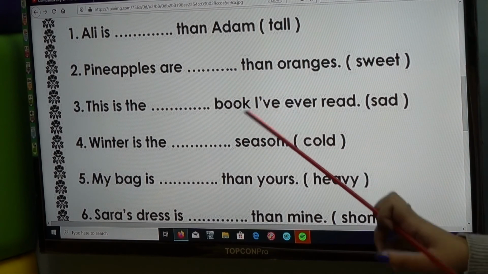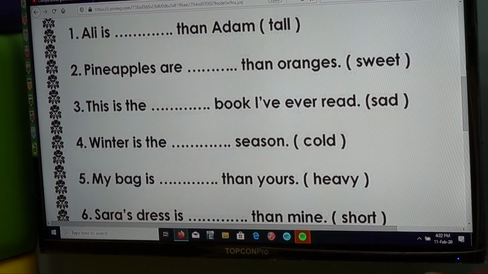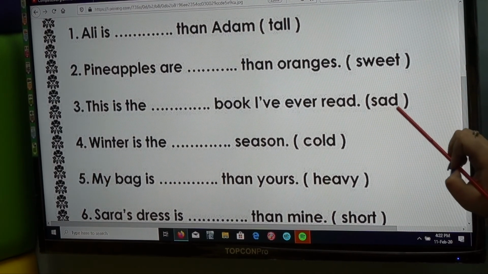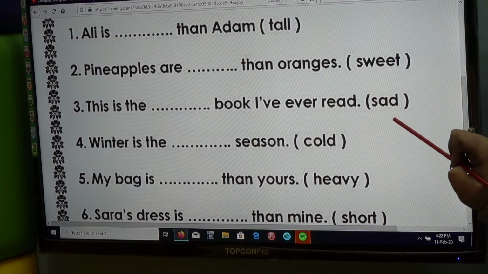This is the saddest book I've ever read. Okay, sad becomes, so S-A-D ends with a vowel and a consonant. So how to spell saddest? Saddest.